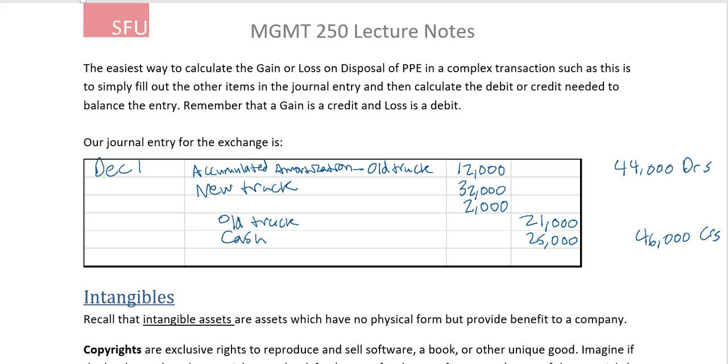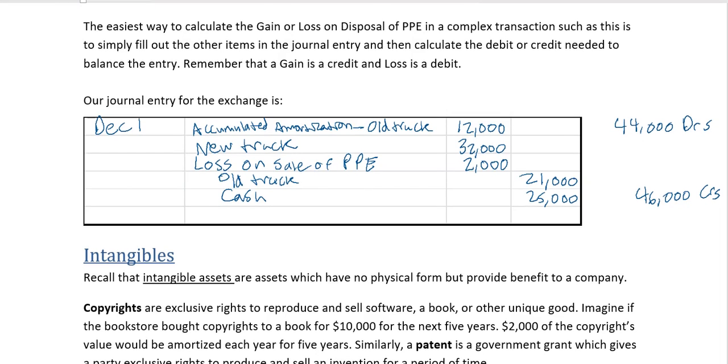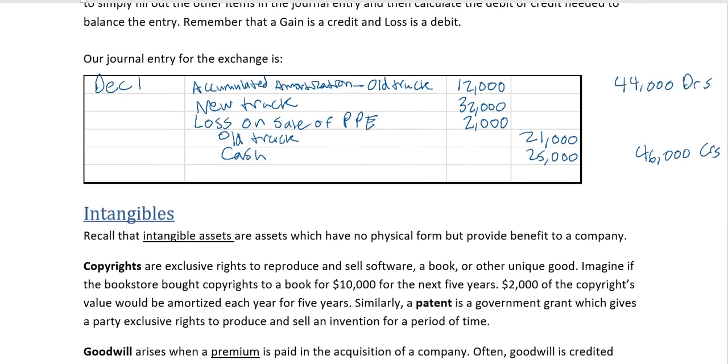And as you remember, a debit is a loss on sale of PP&E. So you can write down sale of PP&E or you can write down disposal of PP&E. It's really your call. There's a little bit of variance in accounts across organizations, and it's your own personal preference anyway. You develop your own style as an accountant.